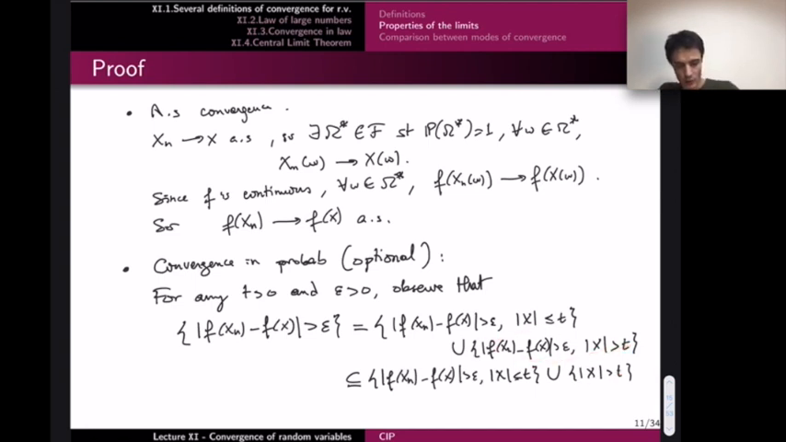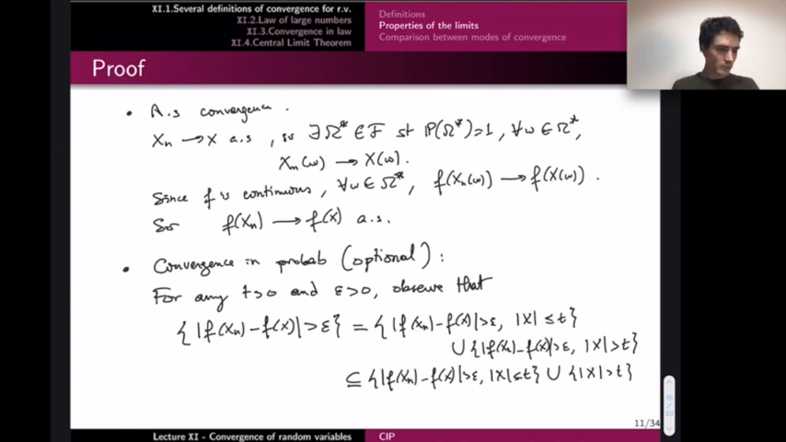When I put a comma here, you can see it as an intersection between this event and this event. So of course this one is bigger than this one, so altogether this one is bigger than this one. So that's a general inclusion that I will use. And now I will use the fact that if I evaluate f on the interval [-t, t], it will not only be continuous but uniformly continuous.